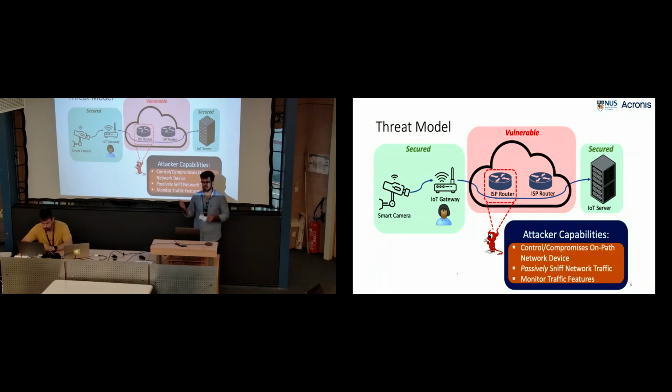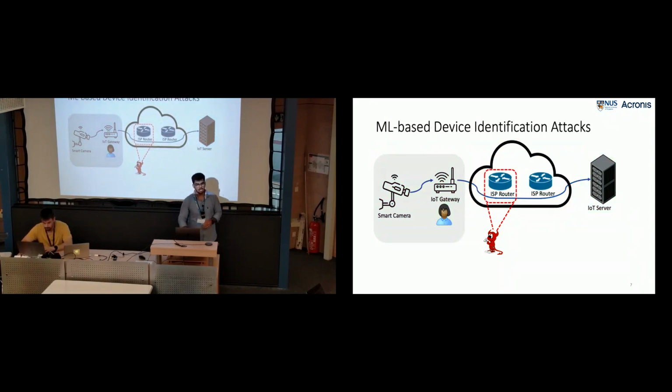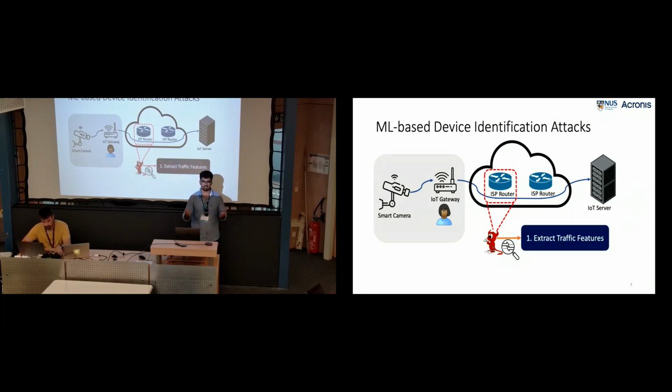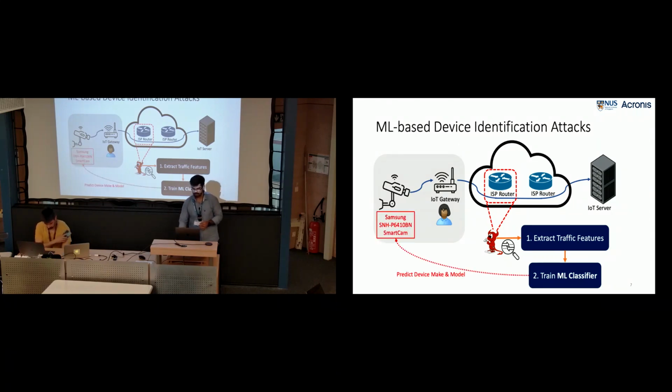The attacker capabilities, as we already talked about, is to control and compromise the on-path network devices. They can passively sniff network traffic in both directions, and they can monitor the traffic features. Most of the attacks are based on machine learning in this domain, where the attacker, as we just saw, can extract network traffic features, train a machine learning classifier, and then launch the attack to predict the device make and model.